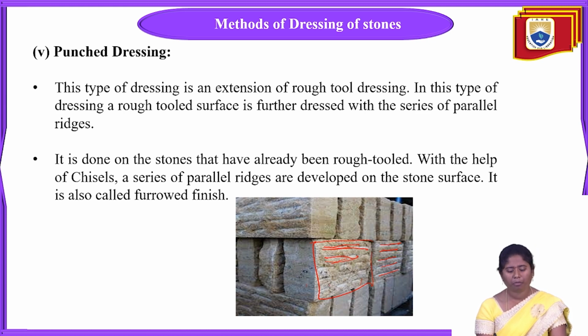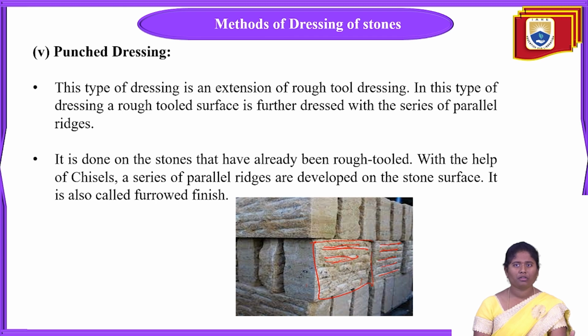And in this finishing process, with these parallel ridges, the surface of the stones will be rough for this punched dressing. We are not going to polish these stones. We are just going to give the ridges and grooves to these stones. Those grooves and ridges should be parallel, and we give them with the help of these chisels. This whole process, the finishing of that stone, we call the furrowed finish.